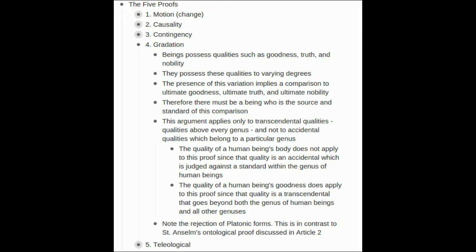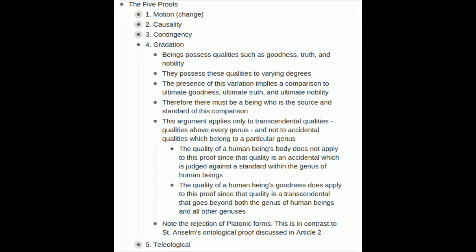So if somebody has a good human body, and this is from a philosophical standpoint, so nothing against those with various disabilities, of course. But we can say the standard for what a typical human body is exists purely within the genus of humanity. But the quality of a human being's goodness does apply to this proof, since that isn't contained only in the genus of human beings, but is transcended beyond that genus and indeed beyond all genuses. Therefore, it is a transcendental, not an accidental quality.